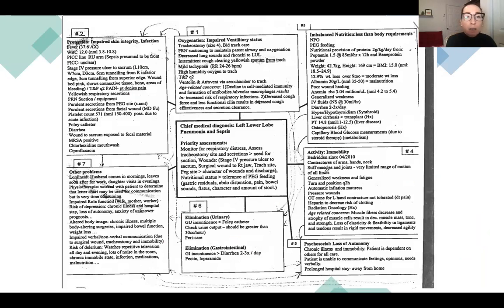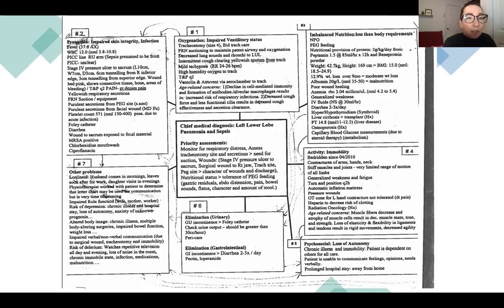Yeah, 7 priority issues. So you'll be expected to identify at least 4, and we'll go over the instructions in a bit. But there's 7 different things that are abnormal in their patient's head-to-toe assessment.